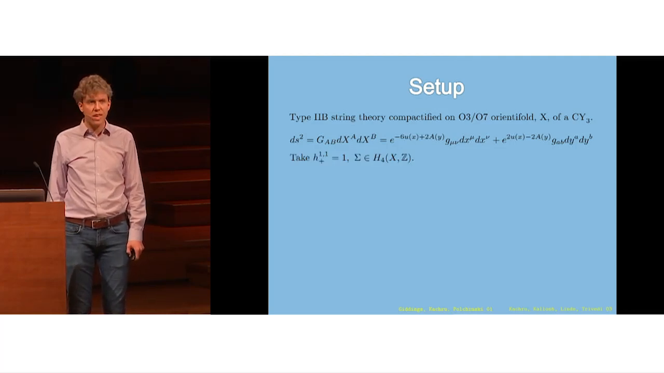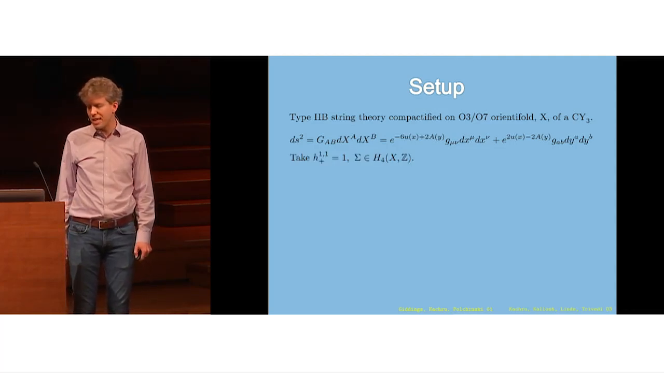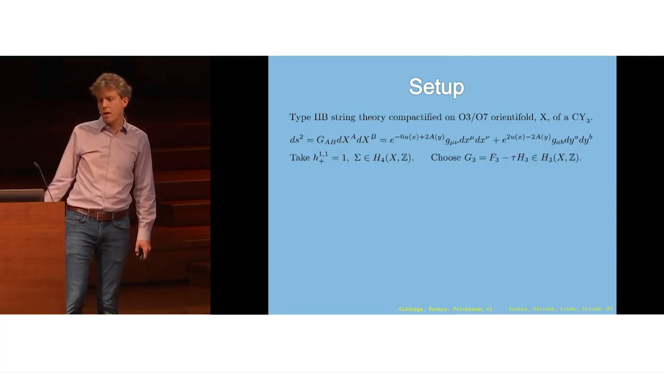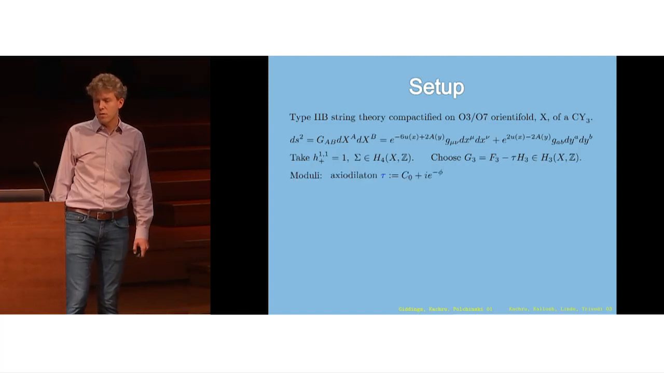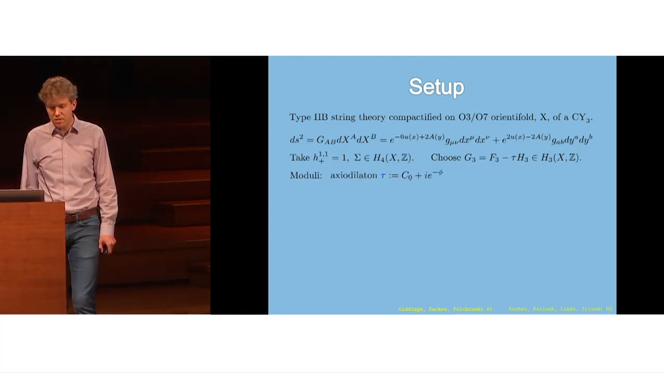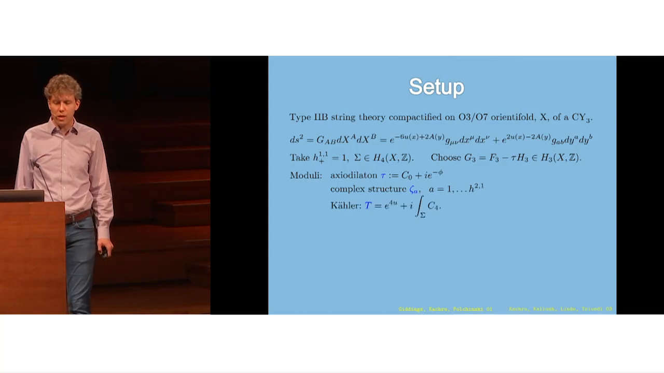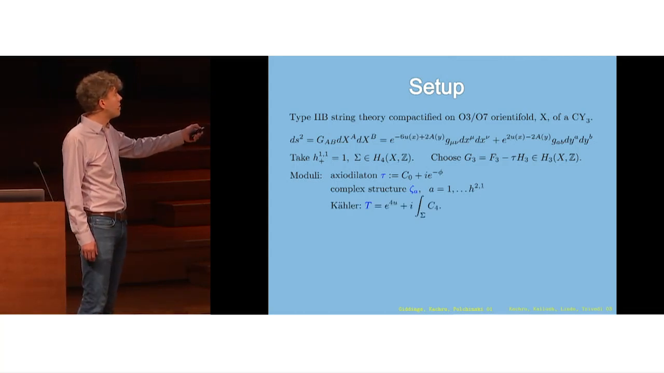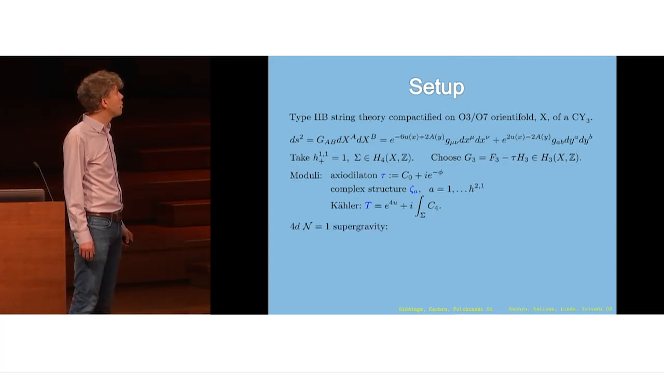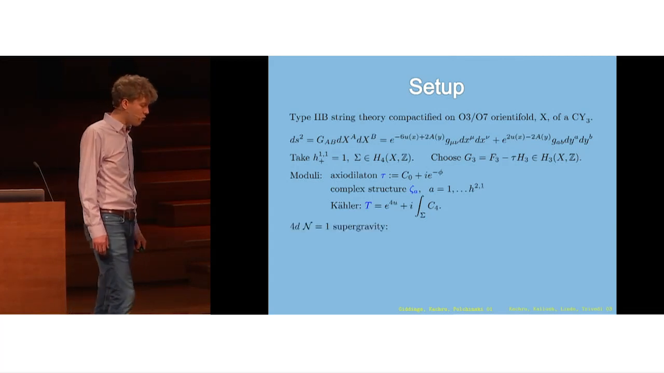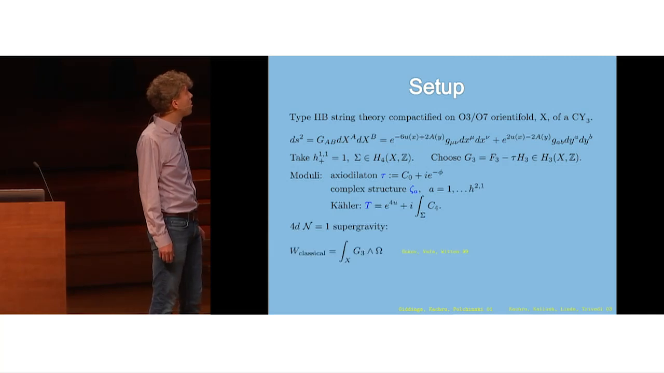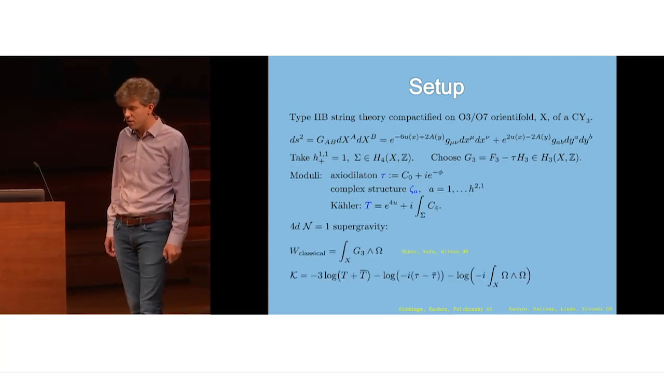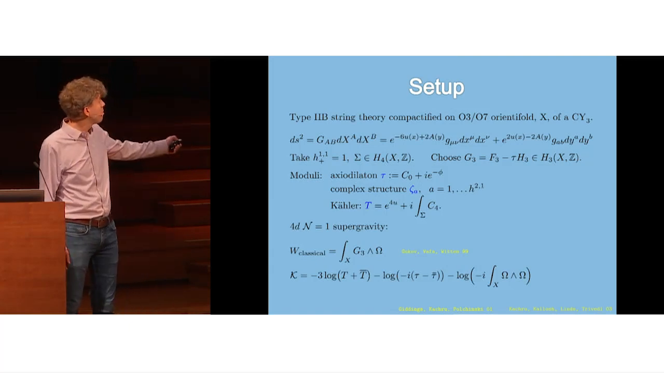For the purpose of this exposition, I'm going to take H4 of X to be generated by a single divisor sigma, and I'll imagine we've picked some quantized flux. The moduli in this theory are then the axiodilaton, h21 complex structure moduli, and by assumption here, a single Kähler modulus that's related to the breathing mode. The effective N=1 supergravity theory in 4 dimensions for these moduli is well known. There's a classical Gukov-Vafa-Witten superpotential and a Kähler potential that looks like this.